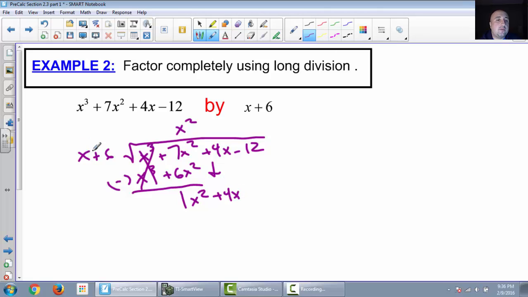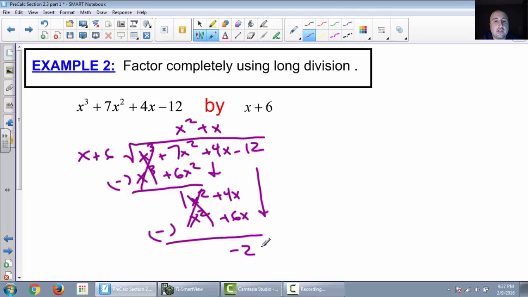1x squared. What do I multiply x by to get 1x squared? Hopefully you see that that's just 1x. X times x is x squared. X times 6 is 6x. Subtract. X squared minus x squared goes away. 4x minus 6x is negative 2x. And then bring down your last, oops, I forgot the x. And then bring down your negative 12.